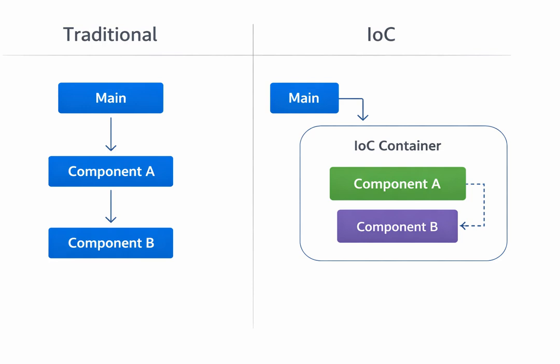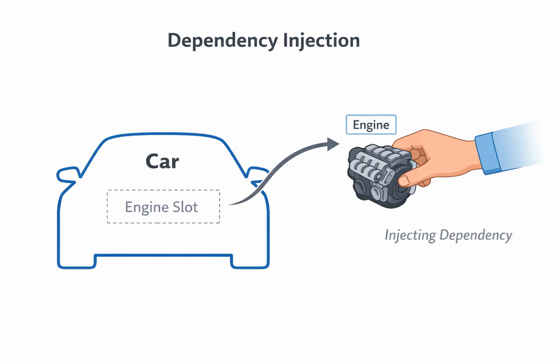Think of it as handing over the reins. In traditional programming, your code dictates the flow. With IoC, an external entity dictates the flow, calling your code when it needs to. This inversion leads to a more decoupled architecture, as components no longer directly manage their collaborators. They simply declare what they need, and the IoC container provides it.